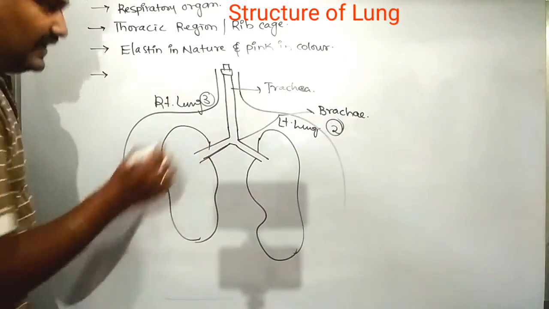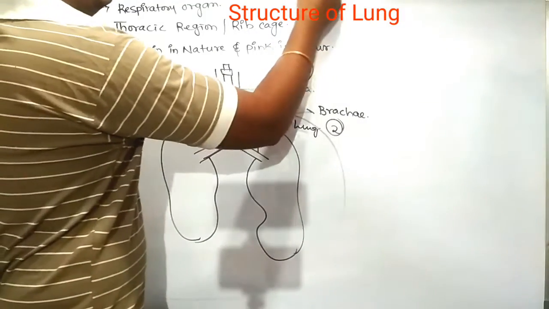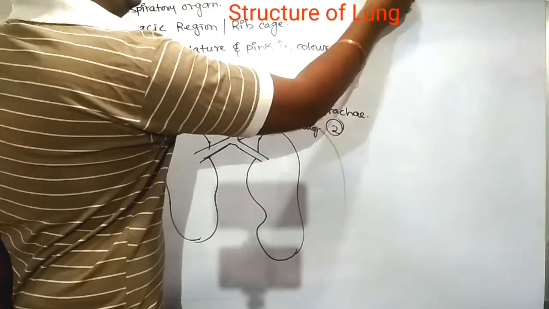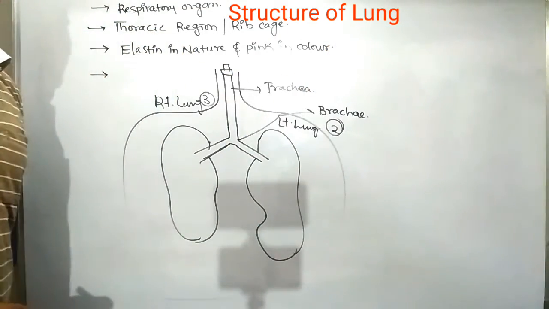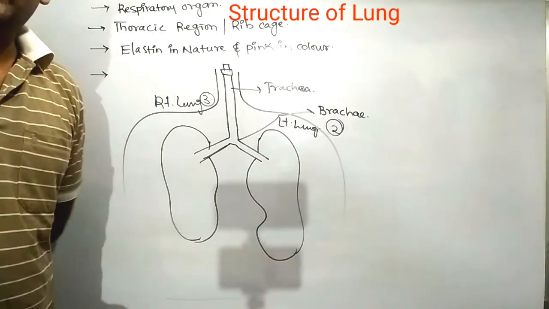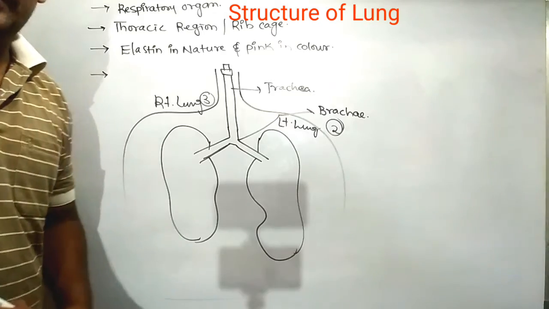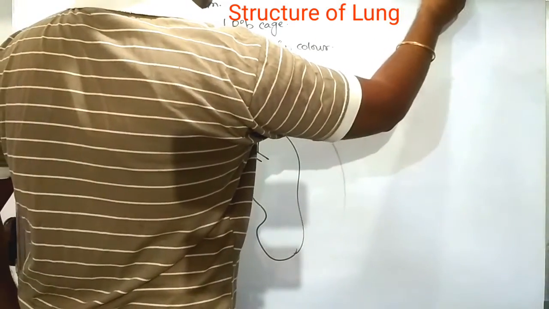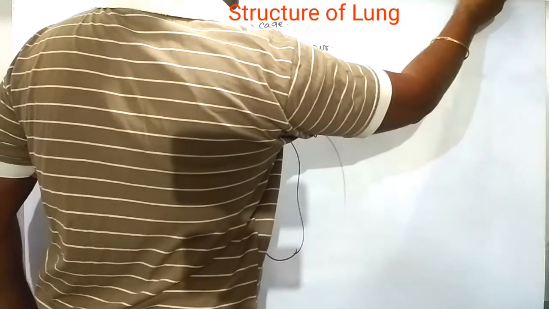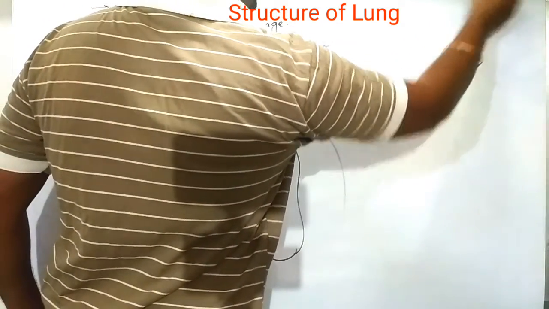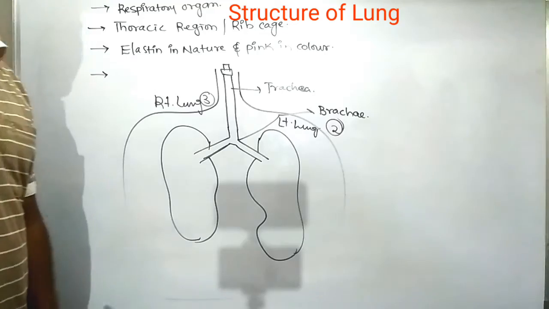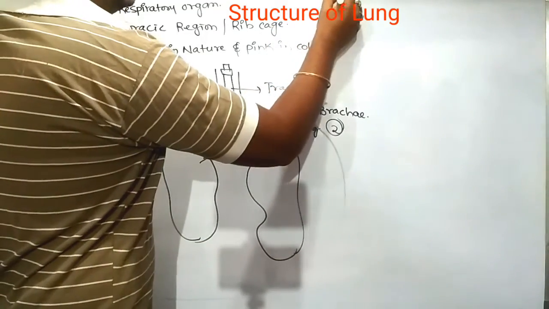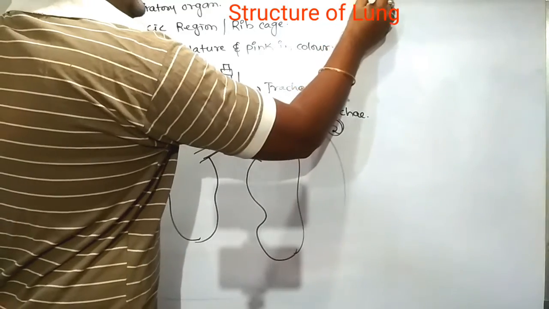The lungs are completely covered by the outermost protective membrane. That membrane is called the pleura membrane. So the pleura membrane contains 2 layers. How many layers are there?